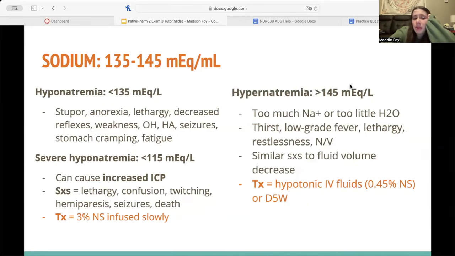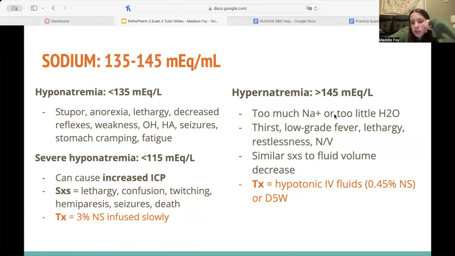So hyponatremia is low sodium, so less than 135. Your symptoms are going to include stupor, which is basically like extreme lethargy, anorexia, decreased reflexes, weakness, seizures is kind of a big one, fatigue.